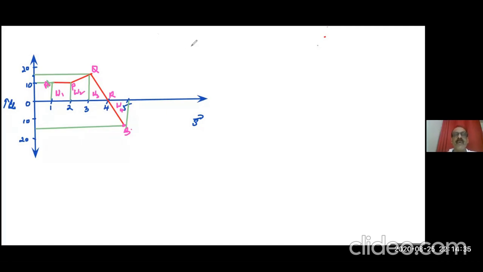Now here, first calculate W1 as the area under region AP. That means 10 into 1, isn't it? 10 joule. W1 is 10 joule. Any doubt? Now W2 is equal to a trapezium: half into the smaller height 10 plus the larger height 15, into time 1. See, 2 to 3, it's 1, isn't it?